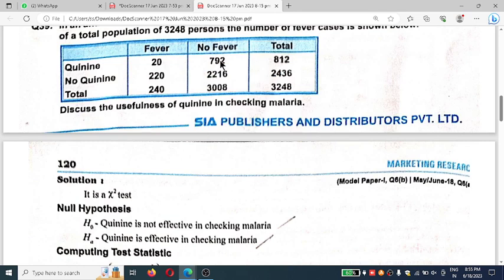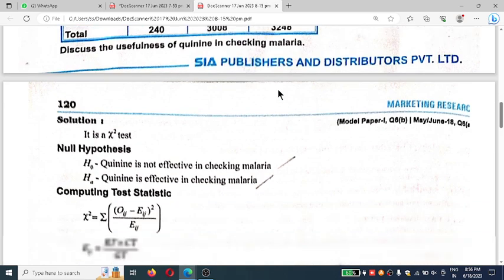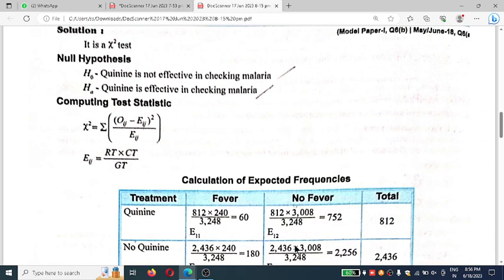Again students, see what I am doing. If I am calculating for this cell, I will multiply this 3008 with the row total 812. 3008 into 812 divided by 3248. See here, 3008 into 812 divided by 3248, you got 752.